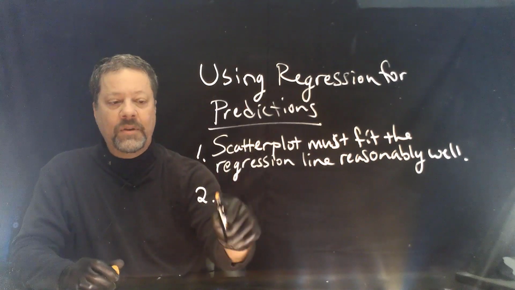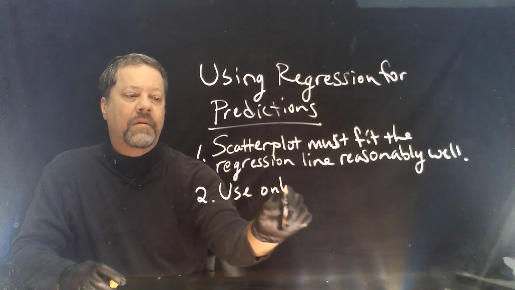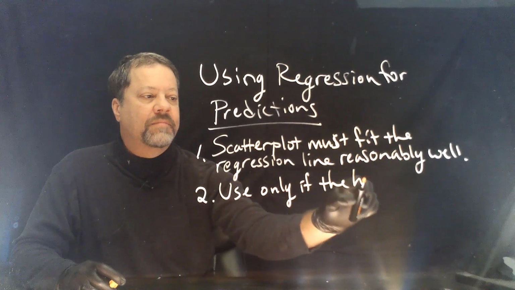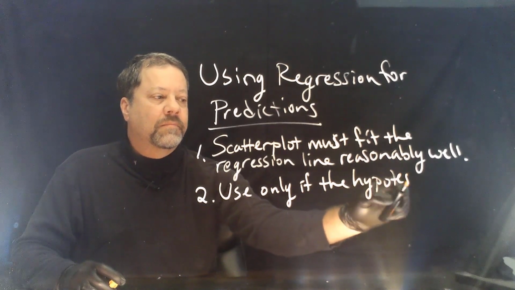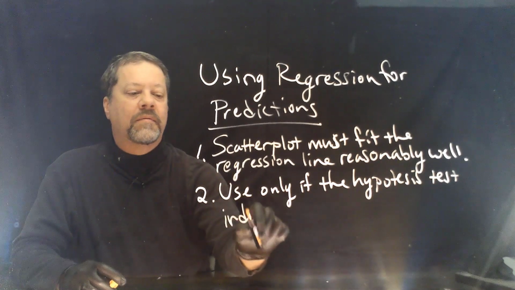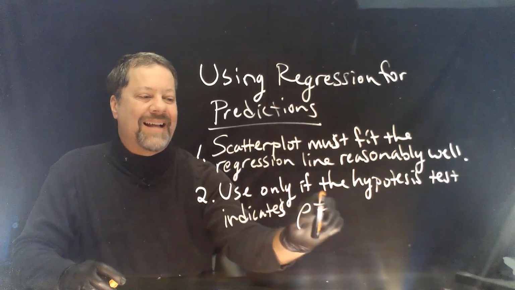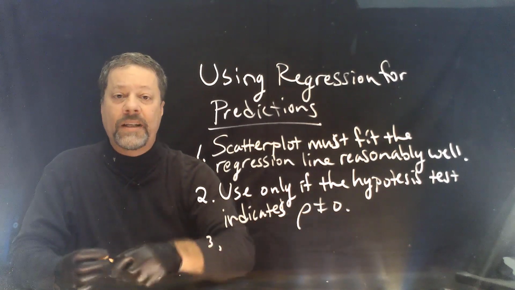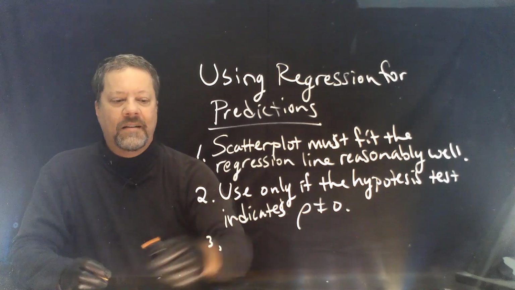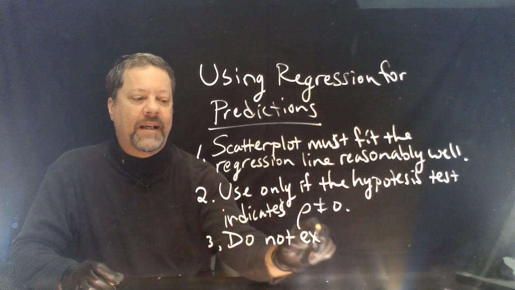Second, we'll only use the regression line for predictions if the hypothesis test indicates that rho is not 0. So only if you reject the null hypothesis that the correlation is 0. Third, do not extrapolate.